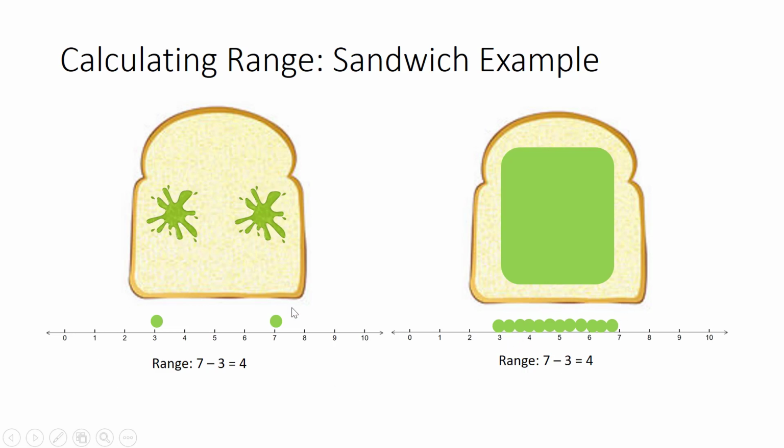Now, hopefully we can all agree that even though the range of these two sets of values is exactly the same, the way this substance is distributed on the surface of the bread is not at all the same. So this illustrates why range is really a weak, or not a very robust, way of measuring or expressing how data is distributed, or the spread of the data. Again, this only takes 2 data points into account, the maximum minus the minimum, and we really want a measure of spread that takes into account every single data point.